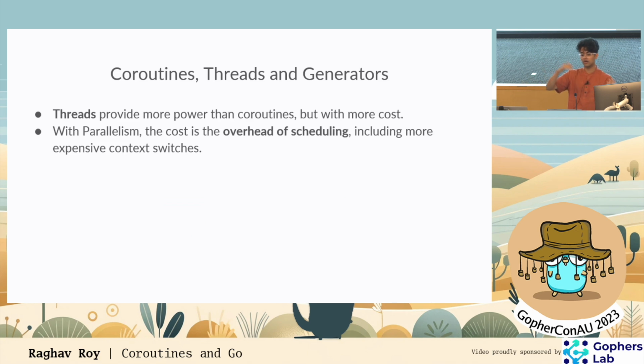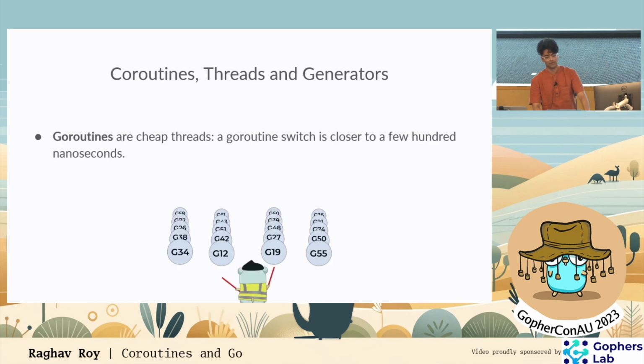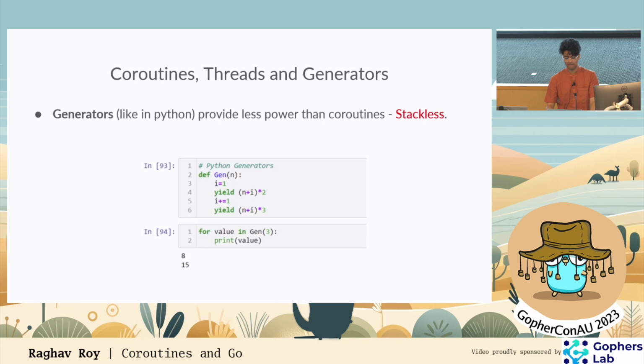The overhead of scheduling is also way more, because they have their own stacks, and they're much heavier and much more expensive in terms of context switches. And when you have something like this, you need to start adding logic for preemption, and there's the whole complexity that comes with that. Go routines, on the other hand, are just cheaper threads. A Go routine switch will be closer to 100 nanoseconds. Generators, like in Python, provide less power than full coroutines because they're stackless. So it limits what you can do with a coroutine. Only your topmost stack is allowed to pass control between coroutines, or the subroutine and the coroutine pair.